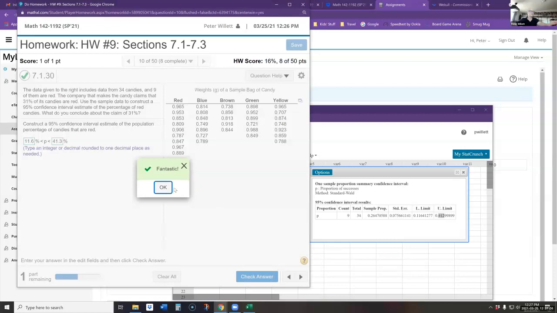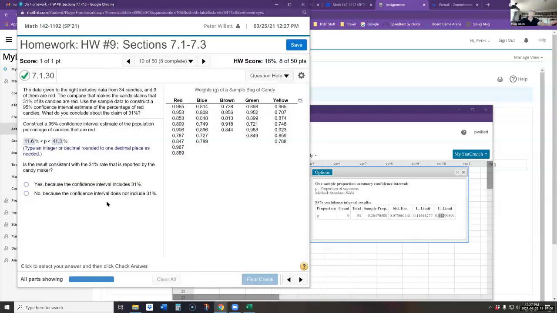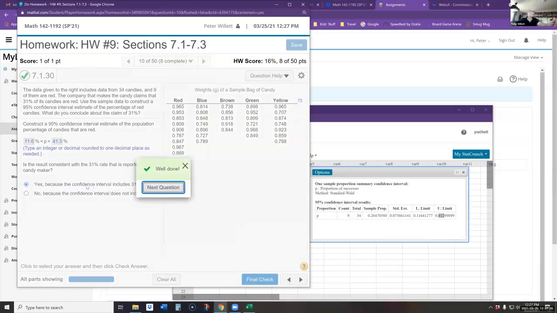All right, so let's just finish this up here. So then lastly, it just says, is the result consistent with 31% rate that is reported by the candy maker? Well, if we're 95% sure that the actual proportion of candies that they make is within this, that this range contains it, well, then 31% is realistic because the range contains that value. So yes, the confidence interval includes 31%, so that's consistent with the candy maker's claim. If it was not in that range, then I would say no.